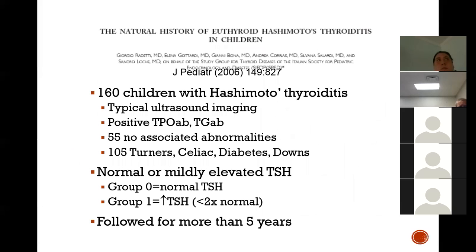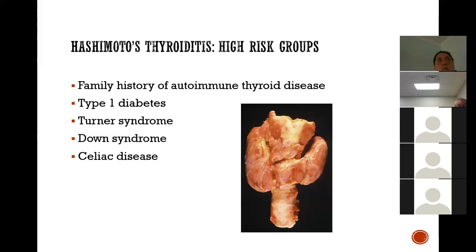So this is kind of an interesting study. Back in 2006, there were 160 children with Hashimoto's. They had ultrasound findings that were very typical for Hashimoto's, usually a little hypervascular and showing signs of increased size, and often positive TPO and thyroglobulin antibodies. Interestingly, of those 160 children, they found that 105 of them had Turner's, celiac, diabetes, or Down syndrome. So those are high-risk groups to follow.